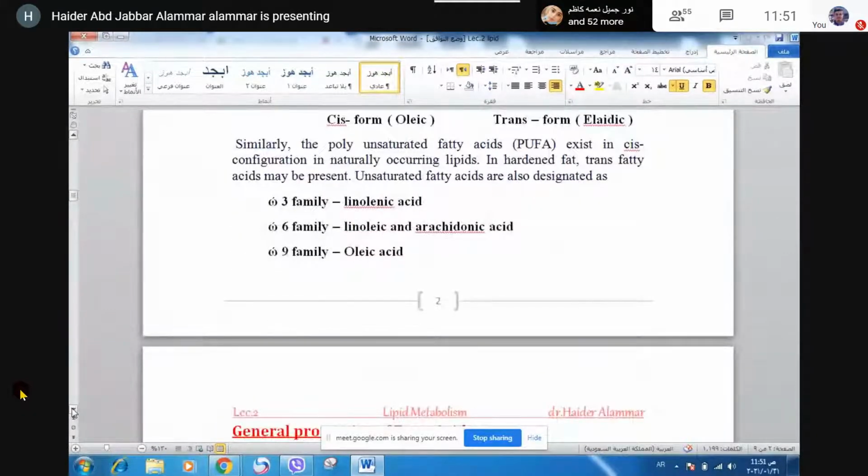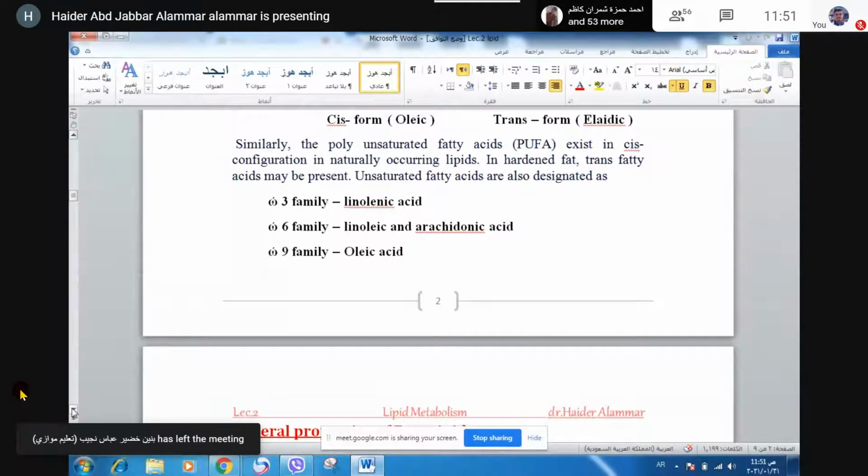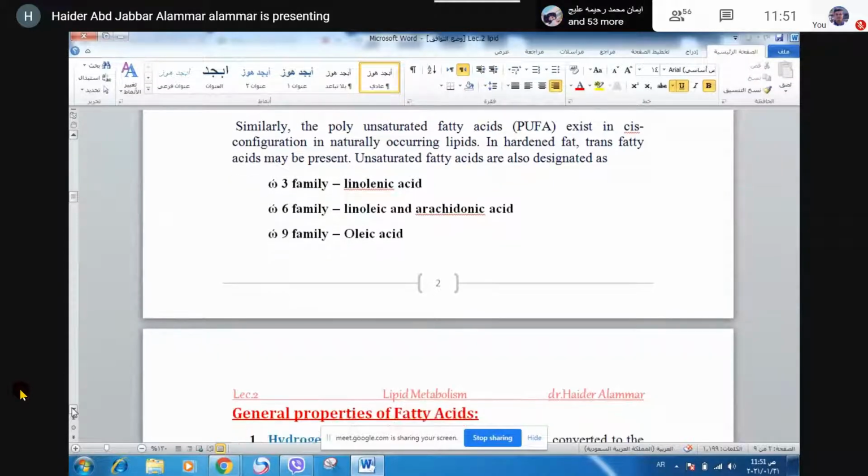The question here is, why do we call this omega-3, omega-6 and omega-9? This is because, pay attention, it is easy. The double bond is situated between carbon number 3 and carbon number 4 in the omega-3 family, while the double bond in the omega-6 family is located between carbon number 6 and 7, and the same for the omega-9 family, where the double bond is located between carbon number 9 and carbon number 10. Is that clear? Inshallah, clear.